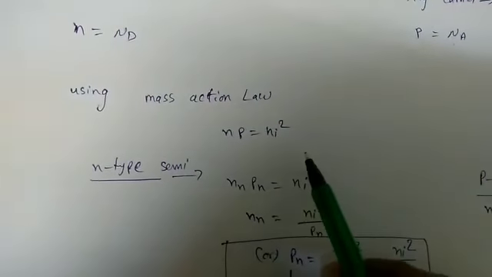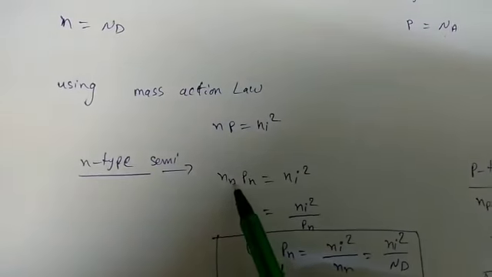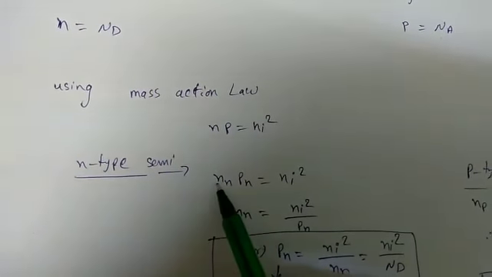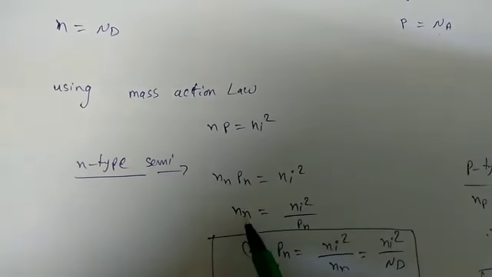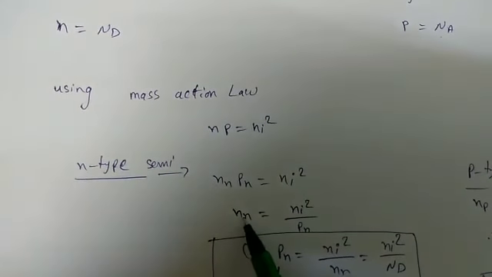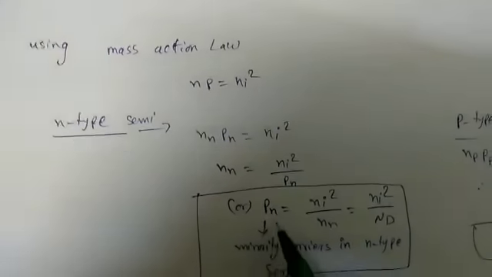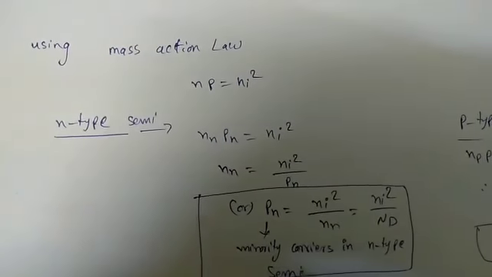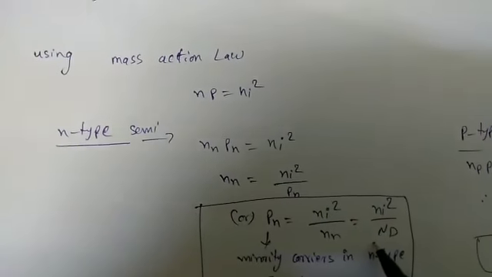Now using mass action law, np is equal to ni square. If you take n-type semiconductor, this will be represented as nn and pn. The number of electrons times the number of holes in n-type is nothing but ni square. So if we know nn, that is Nd, I can find pn, the minority carriers in n-type semiconductor, as ni square by nn, or simply ni square by Nd.